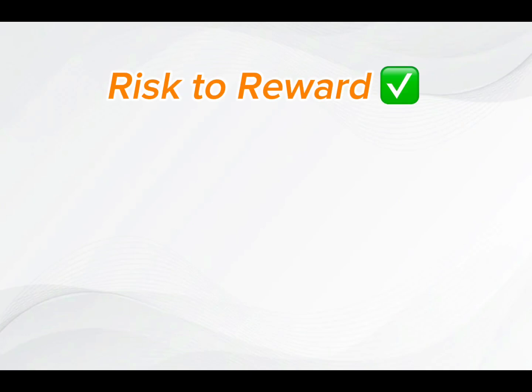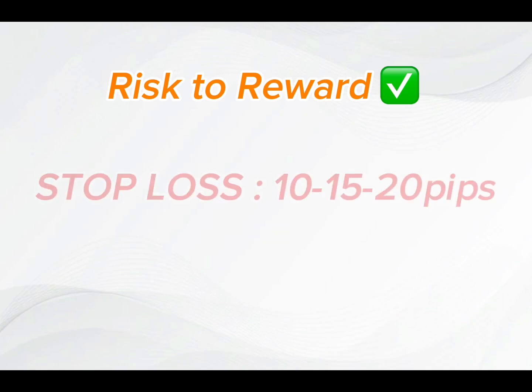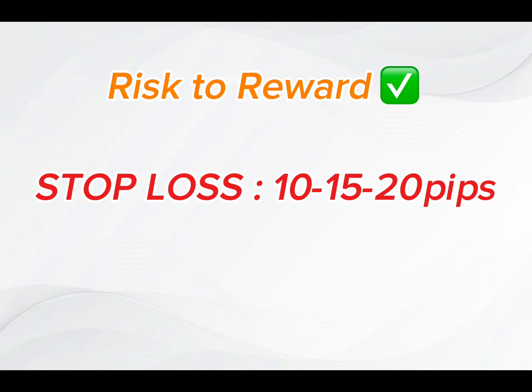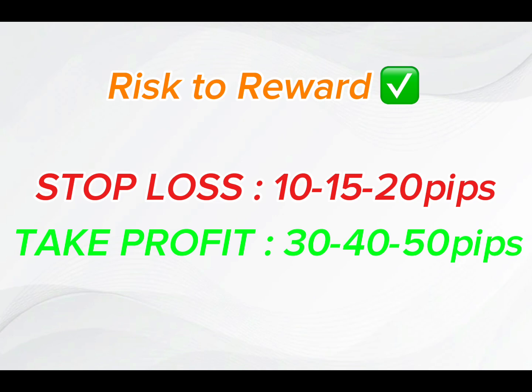My risk to reward should be 1:2 or 1:3, and the maximum stop loss will be 20 pips. The minimum should be 10 pips or less, and then my target should be, like I said, 1:2. So if I'm risking 20 pips, I'll be looking for 40 pips. If I'm risking 15 pips, I should be looking for 30 pips, and so on. All right, so that's just about it, and then let's just head on and get started.